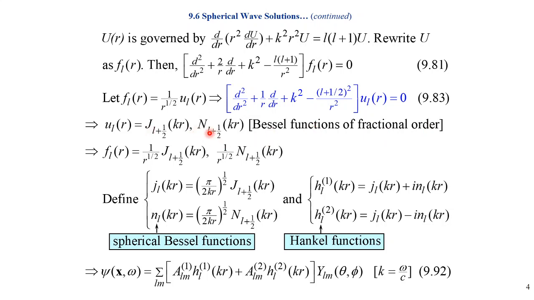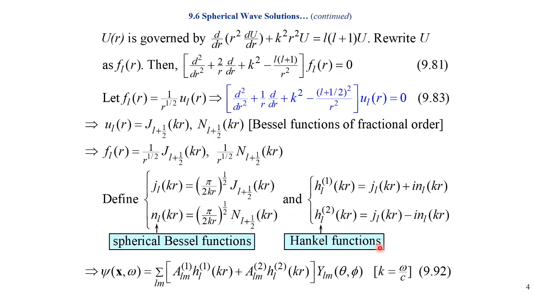Bessel functions, Neumann functions. So F_L, that is this term, is actually 1 over square root of R times J of fractional order, and 1 over square root of R times N of fractional order. So we can rewrite this into this form, with lowercase j and lowercase n, okay? And we can take a combination of these.